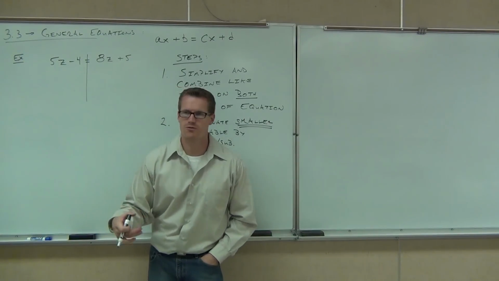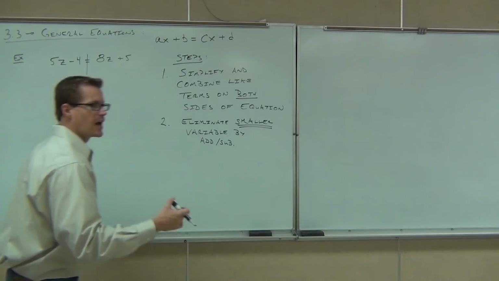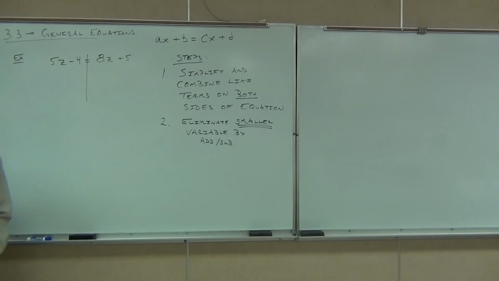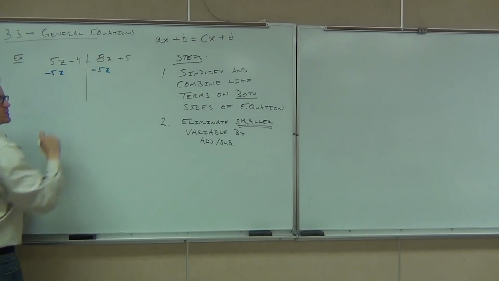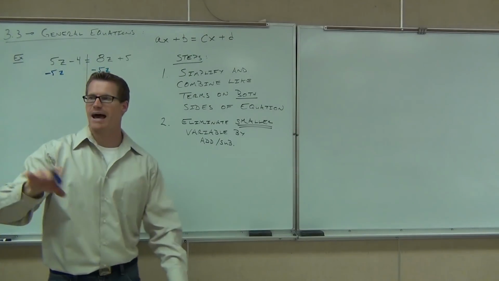In our case, our smaller variable is 5z. How do we get rid of the 5z in this case? It's always going to be either add or subtract when you're moving a variable. So for us, we are certainly going to subtract 5z. We do that here. We do that here. Whatever you do to one side, you do exactly the same thing to the other side. That has to be that way.